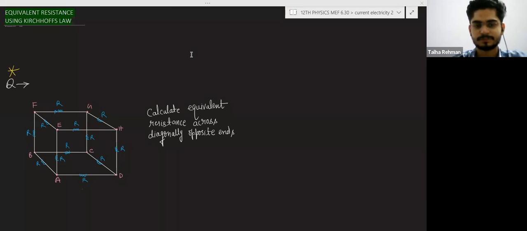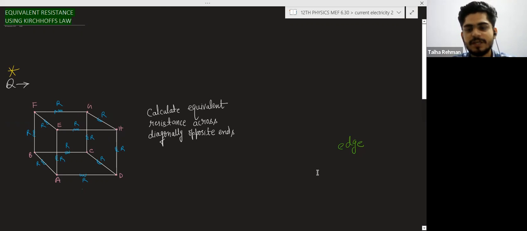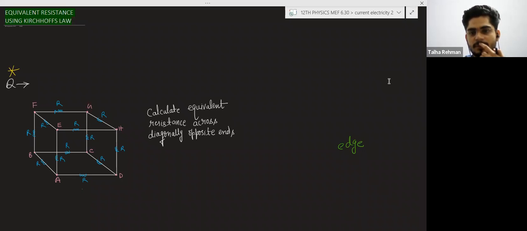Okay, all of you. Now we have this type of question. We have a cube, and on each side, or you can say each edge, on each edge of the cube, there is a resistance, and we have to calculate the equivalent resistance across diagonally opposite ends. Okay, just see this.